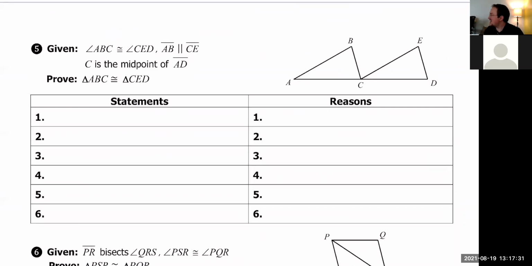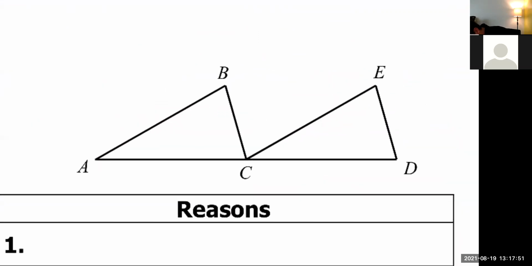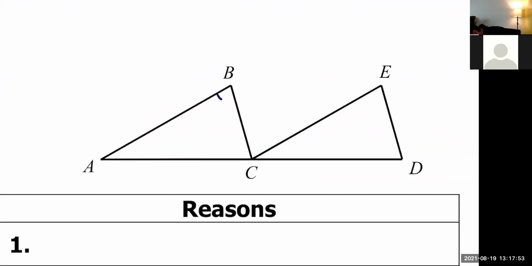This next one's going to throw a slight curveball at us just because it's going to make us recall some information we haven't yet in these proofs. But I still think it's fun. I enjoy these. So we're given a lot of information. We're given that angle ABC is congruent to angle CED. So ABC is right here. CED is right there.